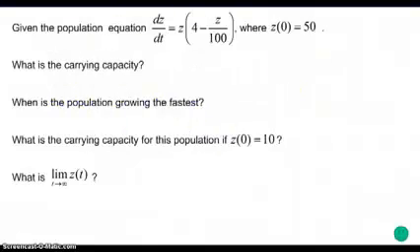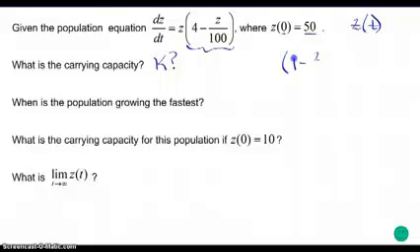All right, let's see. Finally, we'll work this example. Given the population equation dz/dt, here our population is some population of z in terms of t. So dz/dt equals z times the quantity 4 minus z over 100, where the initial population, z of 0, was 50. So they're asking us what is the carrying capacity? What is big K? So what we need is for this factor to be in the form of 1 minus z over big K.